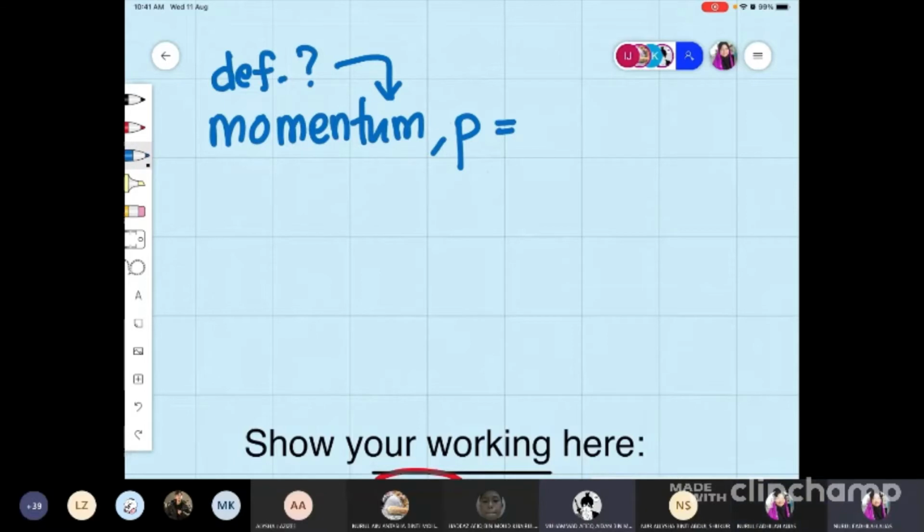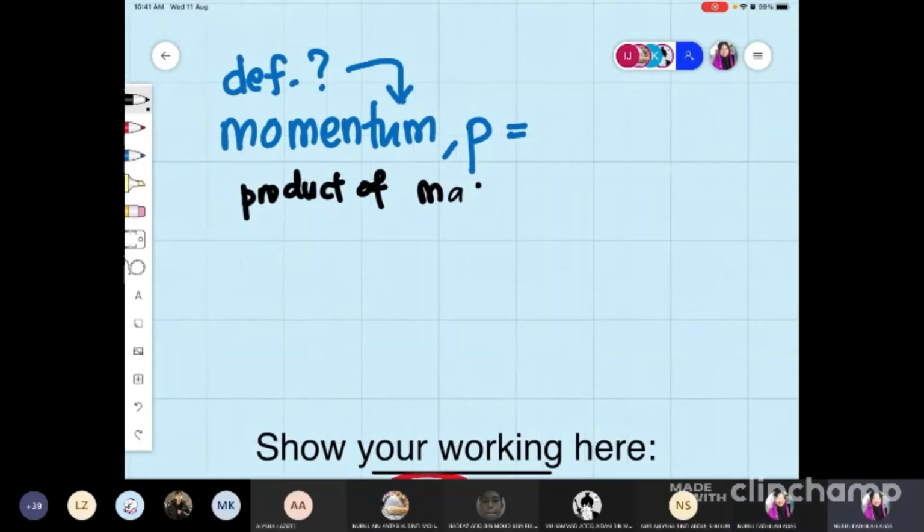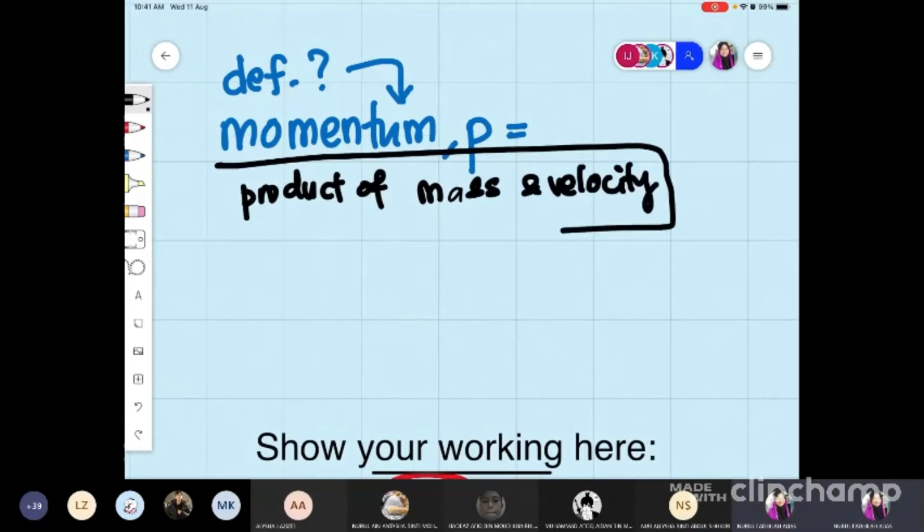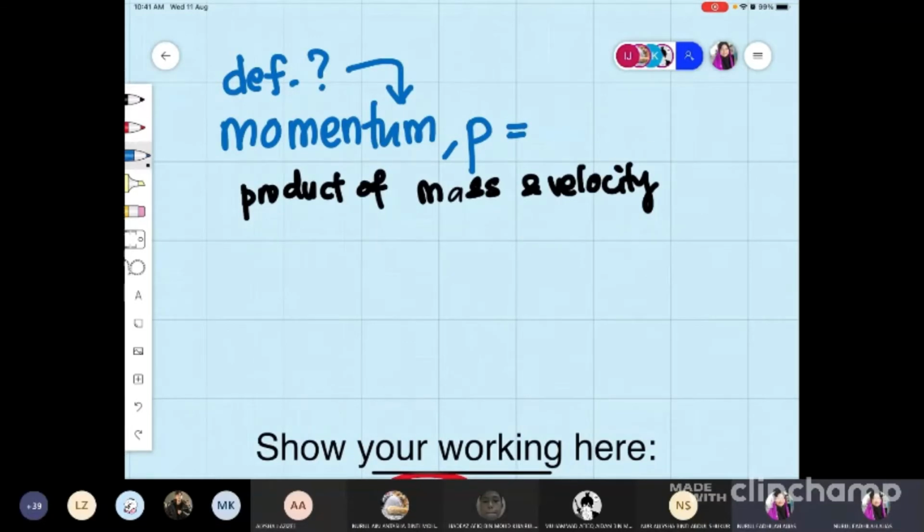Momentum is mass times velocity. Yes. So the definition of momentum is the product of mass and velocity. So from this definition, what formula do we get? We get the formula m times v. So we get that formula. Okay, so this is the definition.